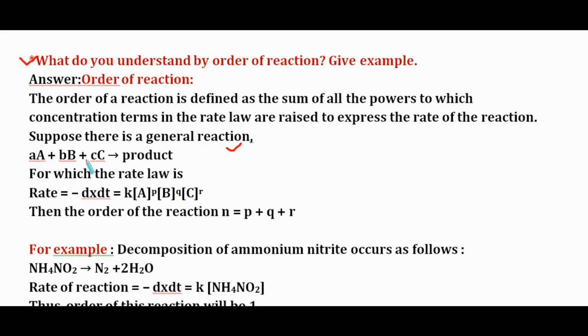Suppose there is a general reaction aA + bB + cC giving product, for which the rate law is rate, -dx/dt, equal to k [A]^p [B]^q [C]^r. Then the order of reaction is the sum of these powers. This is n equal to p + q + r.